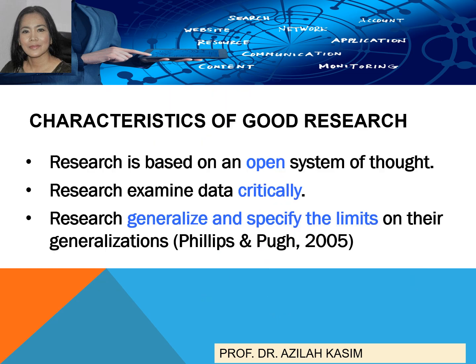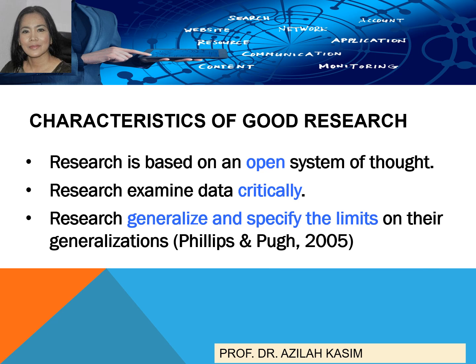A good research will also be based on an open system of thought. That means no biasness. A critical examination of the data. This is very important. That's why when we do academic research, you have to review the literature critically, so that you can be sure that you have a thorough understanding of the issue that you're looking at before you actually do your research.